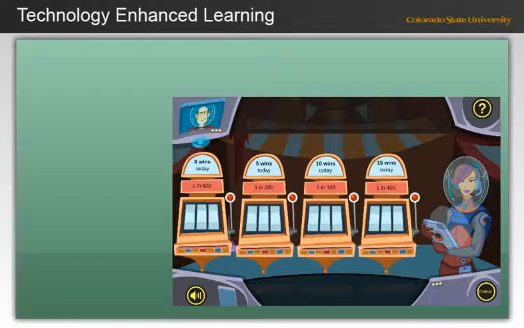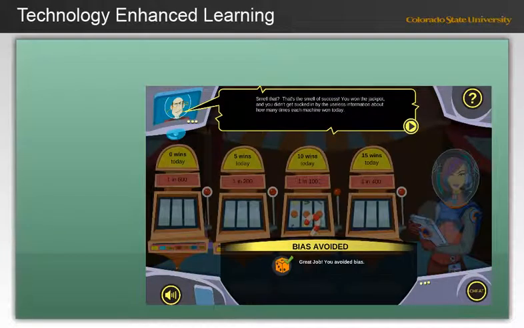So in this case, you would pick the third slot machine over from the left, the one that has 1 in 100 chances, so a better chance of winning. That would be the best decision. You are then told that you succeeded at mitigating, or avoiding, the cognitive bias, and then you move on to additional game situations where you're given the opportunity to mitigate other cognitive biases.